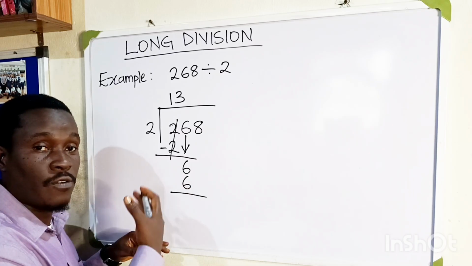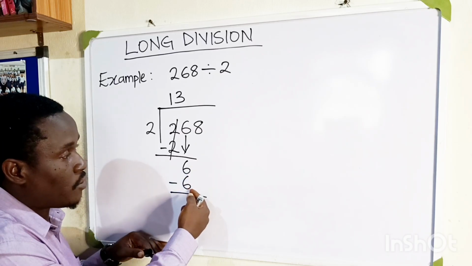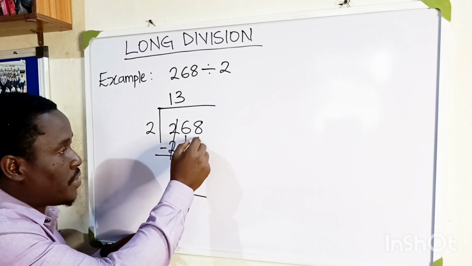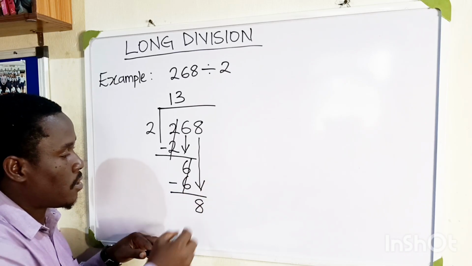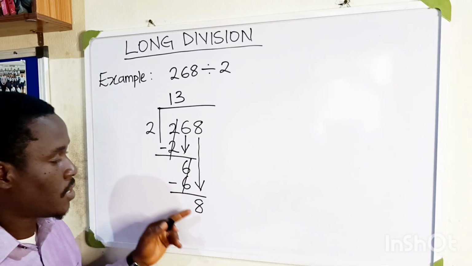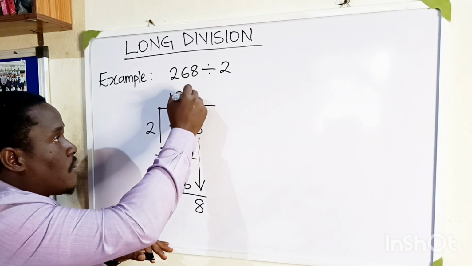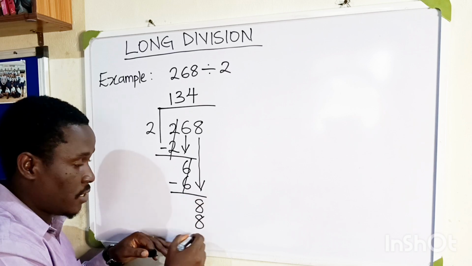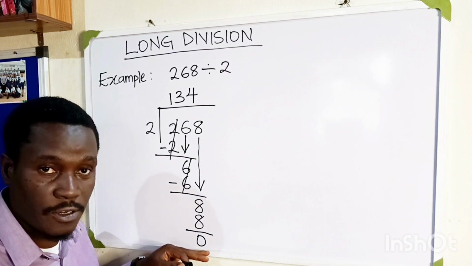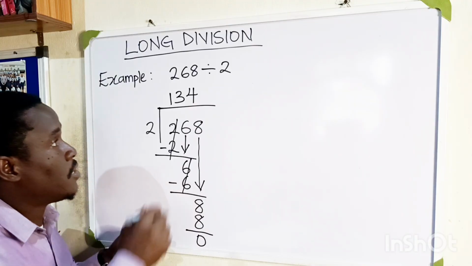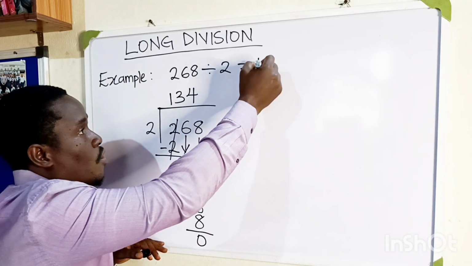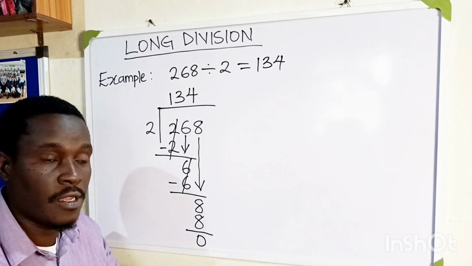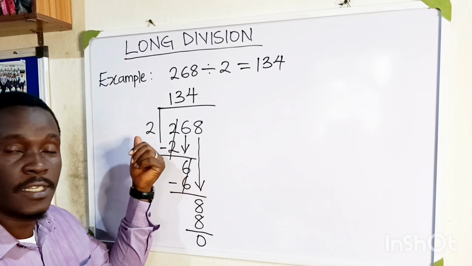And then we repeat the process of subtraction. 6 minus 6 is also going to cancel out. You can write 0 or you can just cancel it out. You bring the 8 down. Now 8 is going to be divided by 2. 8 divided by 2 is going to give us 4. 4 multiplied by 2 is going to give us 8. 8 minus 8 is going to give us 0. So once we get 0, this becomes our final answer. So the answer to this question is 134 using long division.